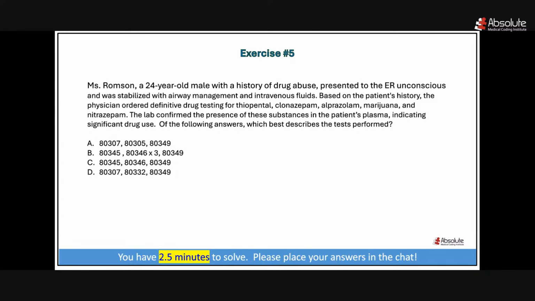Mr. Romson, a 24-year-old male with a history of drug abuse, presented to the ER unconscious and was stabilized with airway management and intravenous fluids. Based on the patient's history, the physician ordered definitive drug testing for thiopentol, clonazepam, alprazolam, marijuana, and nitrazepam. The lab confirmed the presence of these substances within the patient's plasma, indicating significant drug use. Of the following answers, which best describes the test performed?